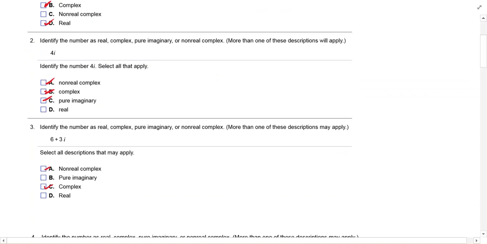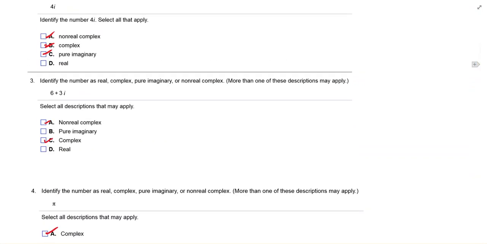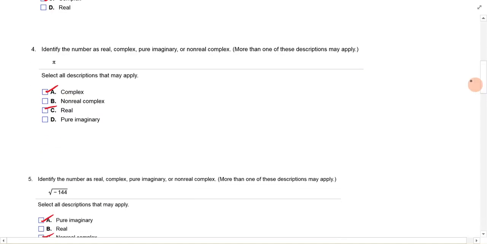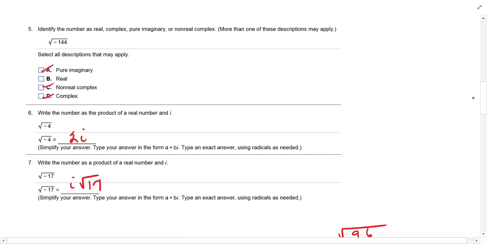Number 2, 4i is non-real complex and pure imaginary. It doesn't have the real part added on to it. 6 plus 3i is non-real complex because it has a real part and an imaginary part. So complex and non-real complex. Pi is a complex number because it could have a 0i and it's a real number. 5, the square root of negative 144 is the same as 12i. And so that's pure imaginary, non-real complex, and complex.